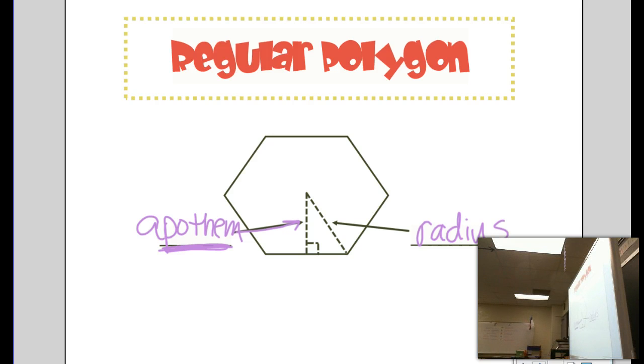A right triangle. What kind of things do we use to find missing sides of right triangles? Raise your hand. Pythagorean theorem. What else? Pythagorean triples, which comes from the Pythagorean theorem. 45, 45, 90. What else? 30, 60, 90. One last thing that we haven't used in a long time that you can use with right triangles. Starts with a T. Trig. Very good.